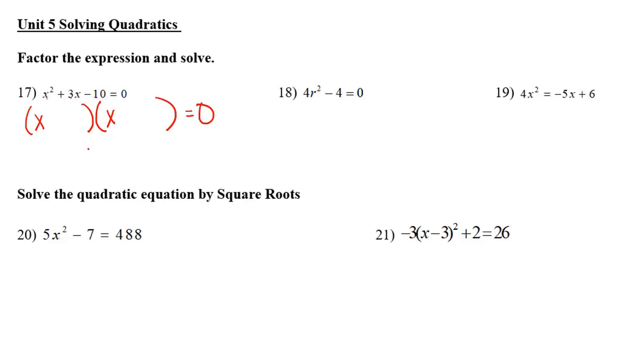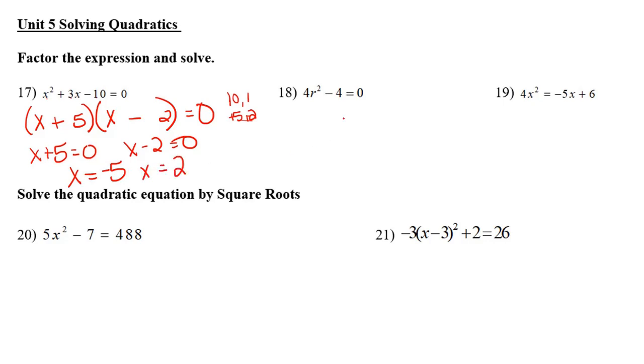10 and 1 aren't going to make it, right? 10 and 1 can't ever make 3. But 5 and 2, that can make 3. So I'm going to put a 5 and a 2 here. And how do I make a positive 3? Well, I would need a positive 5 and a negative 2, right? So positive 5, negative 2. But I'm equal to 0, so that means I have to set both of these equal to 0 and solve. Well, I would get x is negative 5, and I would get x is 2, right?